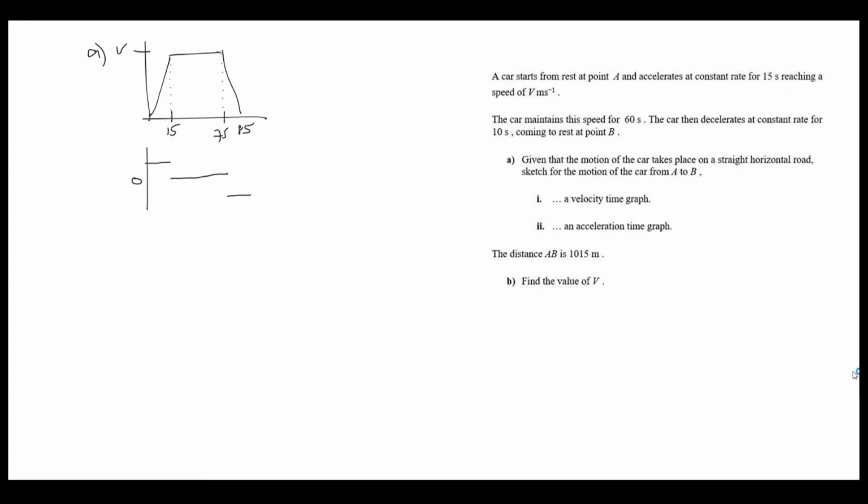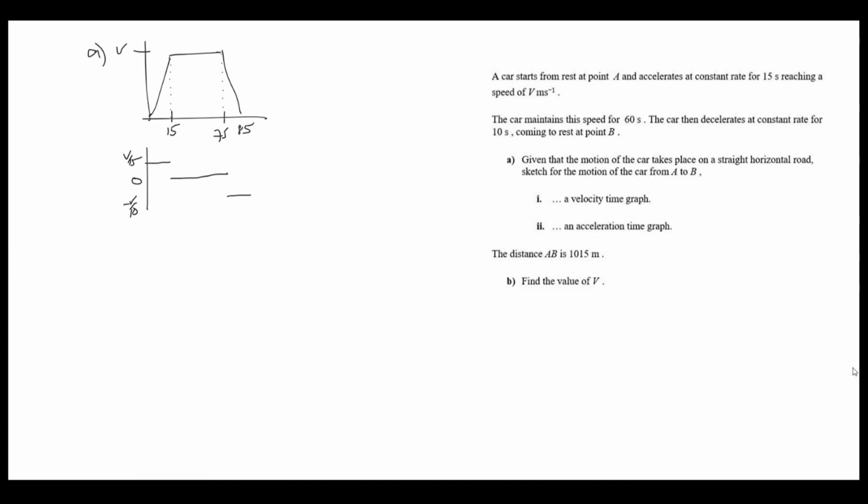So the first 15 seconds we have positive, 60 seconds we have zero, 10 seconds we have negative. So I could leave this, but I'm also going to give an expression for the amount of velocity. We know that the velocity matches the gradient. So in the first 15 seconds we had an increase. The change in velocity went from 0 to v. So the change was v, and it took 15 seconds. So v over 15 is the acceleration that we had for those 15 seconds.